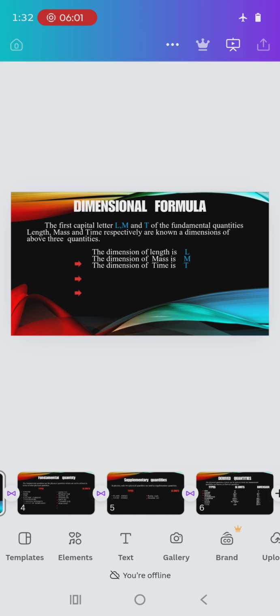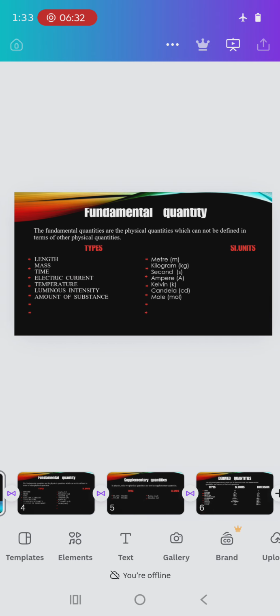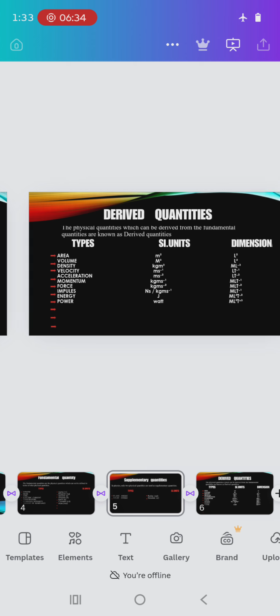The dimension of length is capital L. The dimension of mass is capital M. The dimension of time is capital T. This is the dimensional formula. The capital letters of length, mass, time are represented simply as L, M, T. These are the dimensions of the three quantities. Okay. Next I will go to the derived quantities.